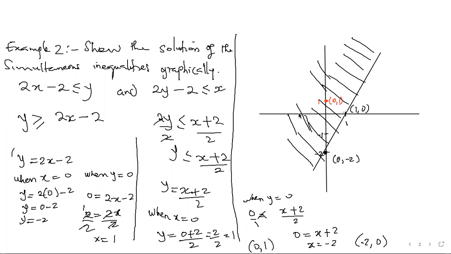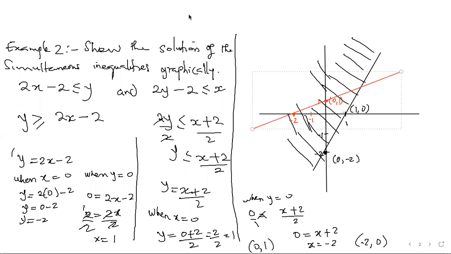So this is minus 1, and this is minus 2. So this is a point. That means the line will be this. Okay. That's the second line.